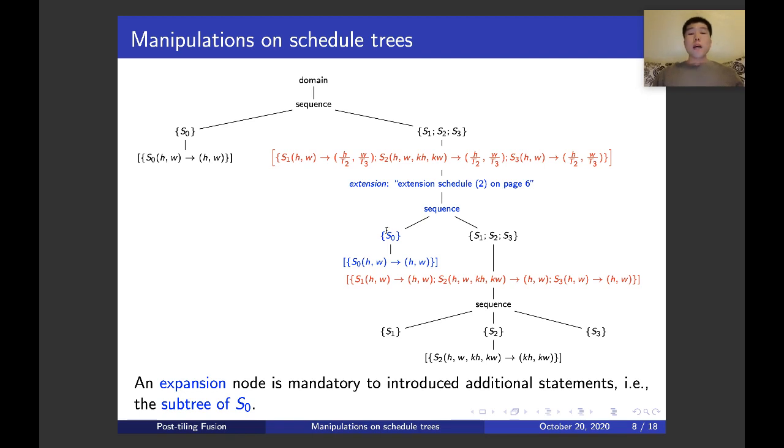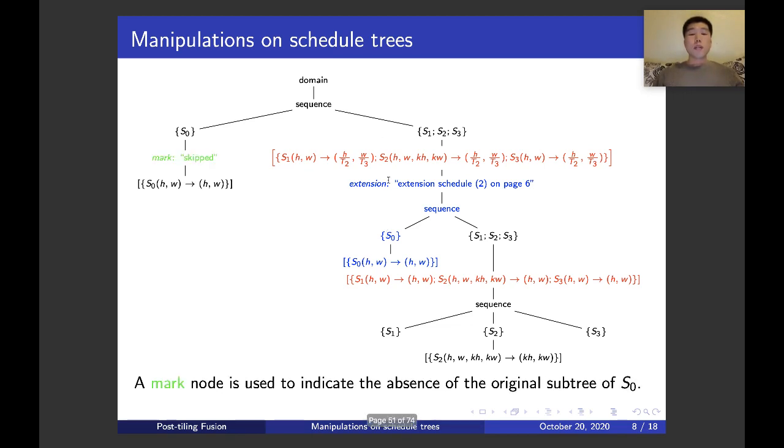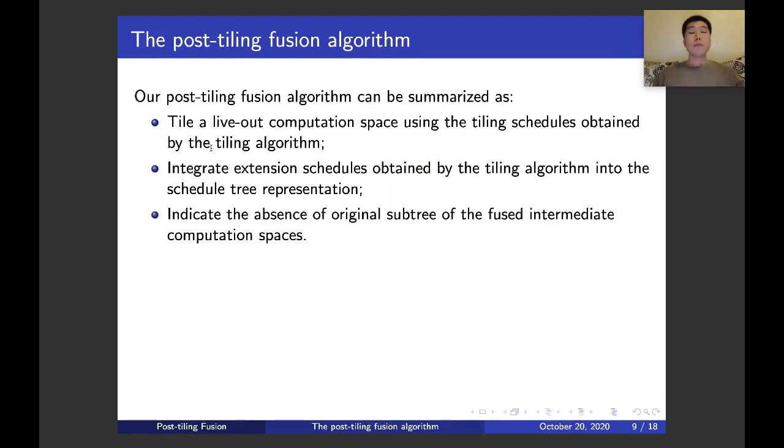At this time, S0 has been scheduled twice by this schedule tree, so the last step is to tell the code generator to skip the generation of the original subtree of S0. So this schedule tree can then be fed to a code generator. The post-tiling fusion algorithm first tiles a leveled computation space using the tiling schedule obtained by the tiling algorithm. It then integrates extension schedules into the schedule tree representation. Finally, it indicates the absence of the original subtree of the fused computation spaces.